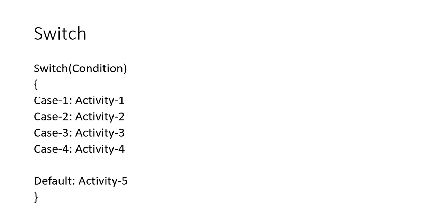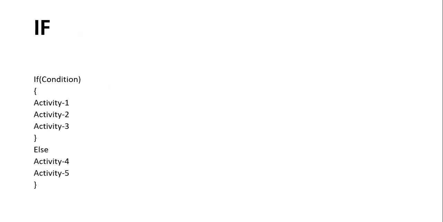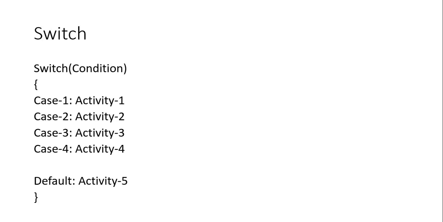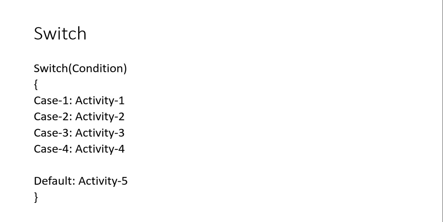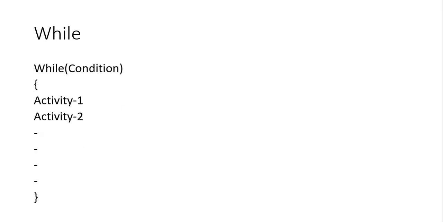So the difference between if and switch statement is that in if we have only one output, that is either true or false, whereas in switch statement we have multiple values. It is not like true or false, but we will have one result that can match with any of the activities. So that is the main difference between the if and switch statement. So these are certain syntaxes we are going to use.